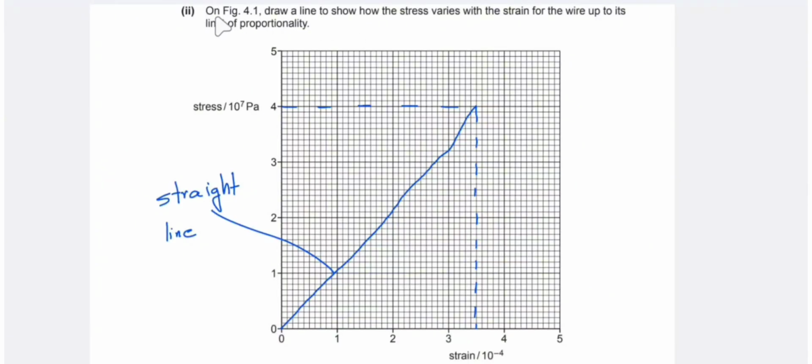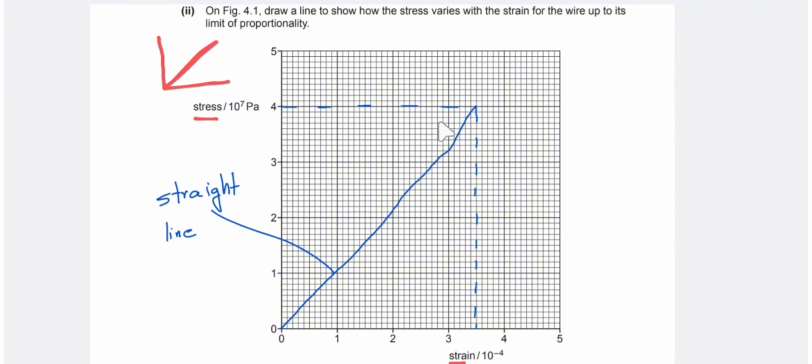Now for part 2, on figure 4.1, draw a line to show how stress varies with strain for a wire up to its limit of proportionality. So stress against strain, up to its limit of proportionality.